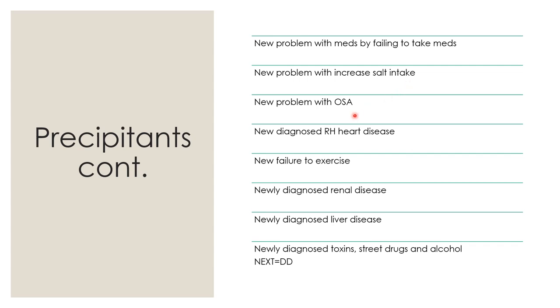New problem with obstructive sleep apnea, new diagnosis of right heart disease, failure to exercise, now having renal disease, or now having liver disease. Then certain toxins, street drugs, and alcohol are just coming up. So without this, the heart failure can come back pretty quickly, like acute exacerbation. That means sudden return of the signs and symptoms based on all these factors. Some could be confounding factors.